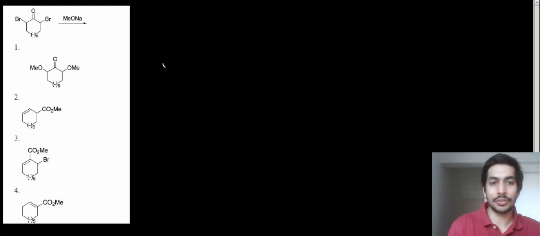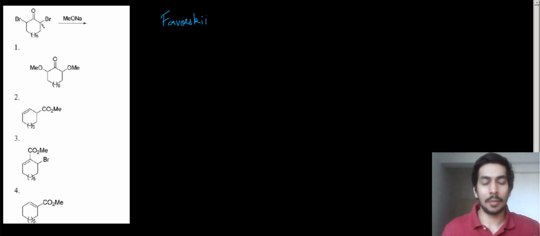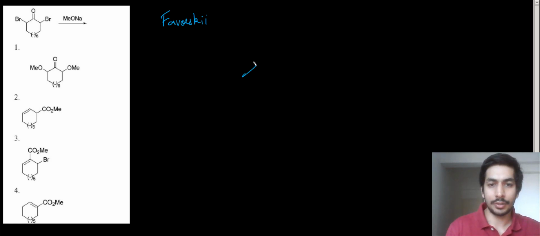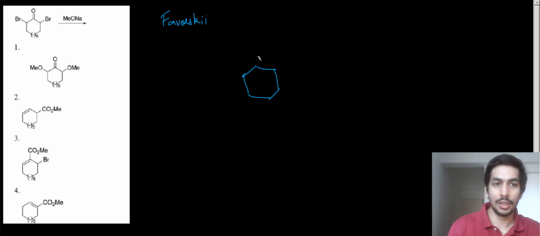This is also a name reaction. This is your Favorskii rearrangement. Okay. Always remember, whenever you have alpha haloketones and you have a base, obviously a Favorskii rearrangement will take place. Okay. So what is going to happen over here? It's very simple. Let us just simply draw the reagent first of all. Okay. We'll see what happens later.